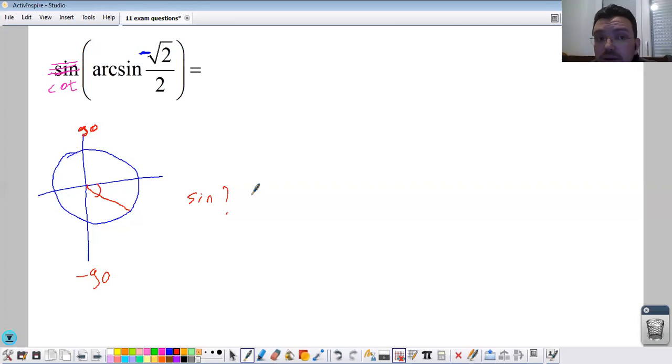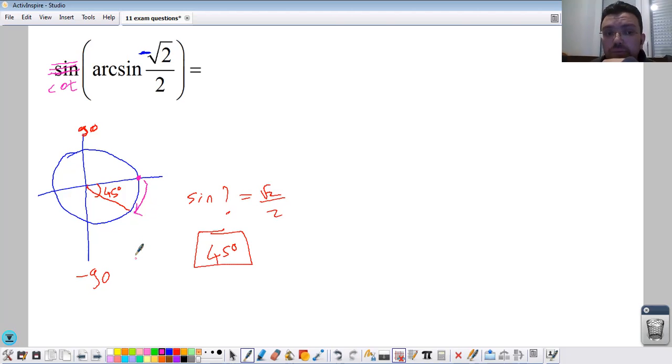Sine of what angle gives us the result square root 2 over 2 for the basic positive case? 45. That's 45 degree. But once you write this as an answer, you should always start from 0 degree and go to the angle you have found, which is actually -45 degree for the inside part. Now the question turns into cotangent of -45 degree.